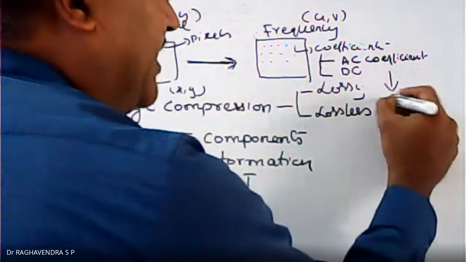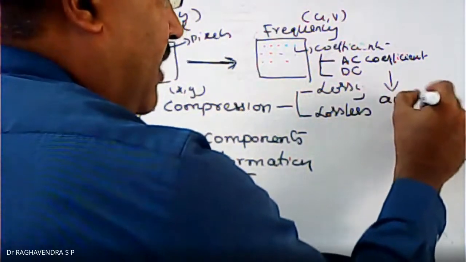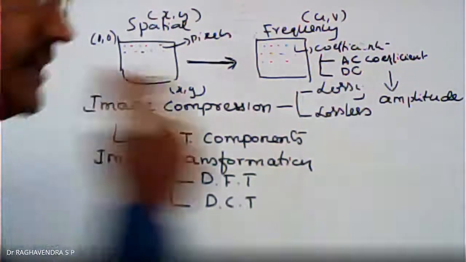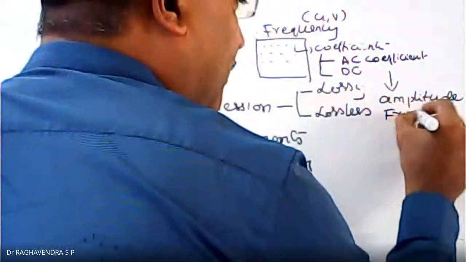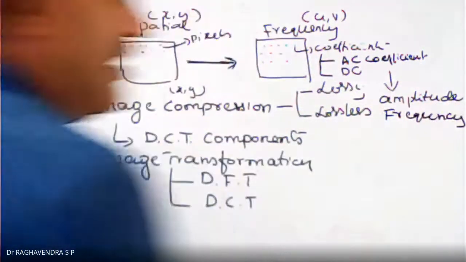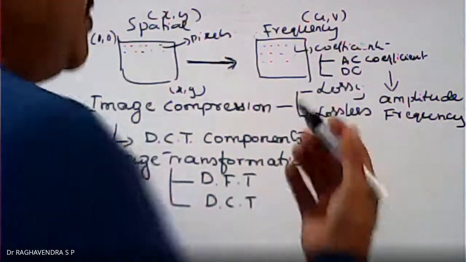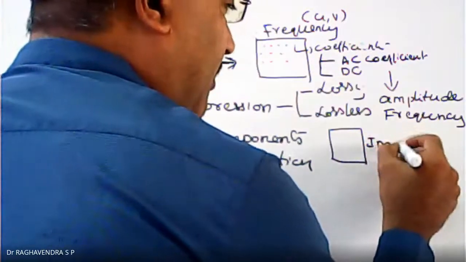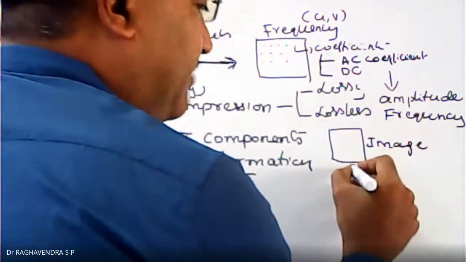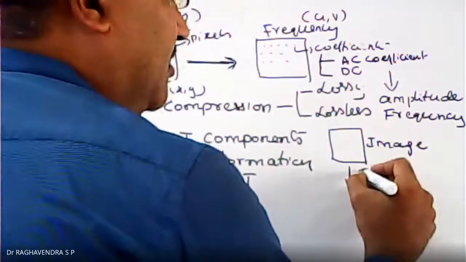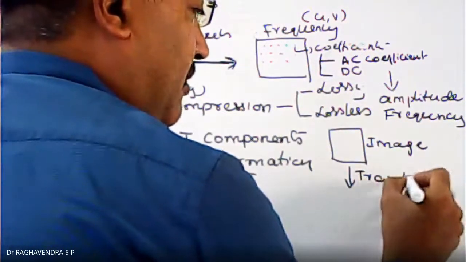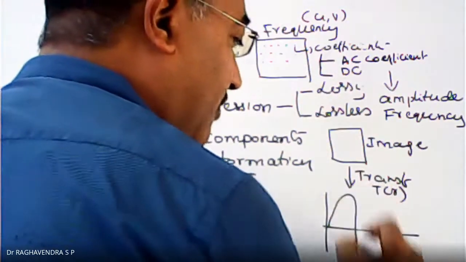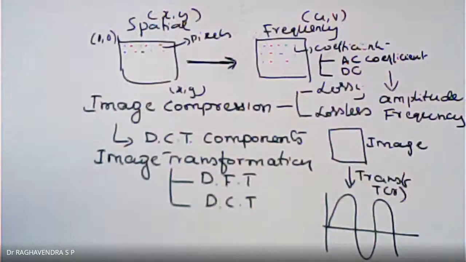The coefficients contain amplitude, because it is a representation of the sinusoidal wave. Then we have the frequency, and the wavelength also. Once you have an image and you convert this image through the transformation technique, T of R, the result is a sinusoidal wave.